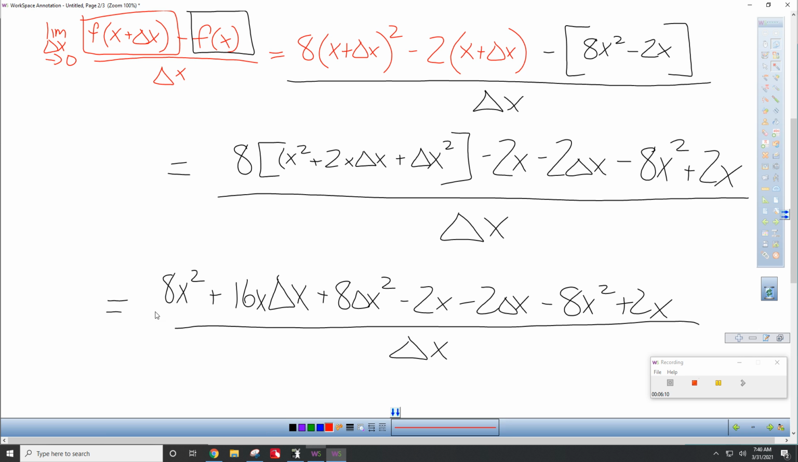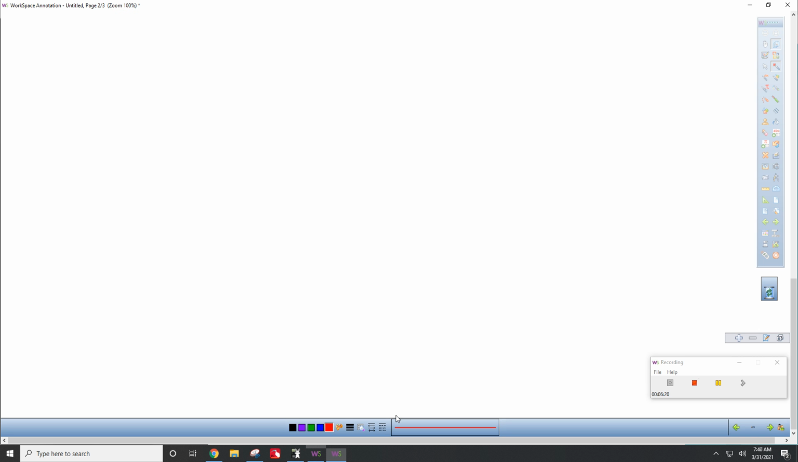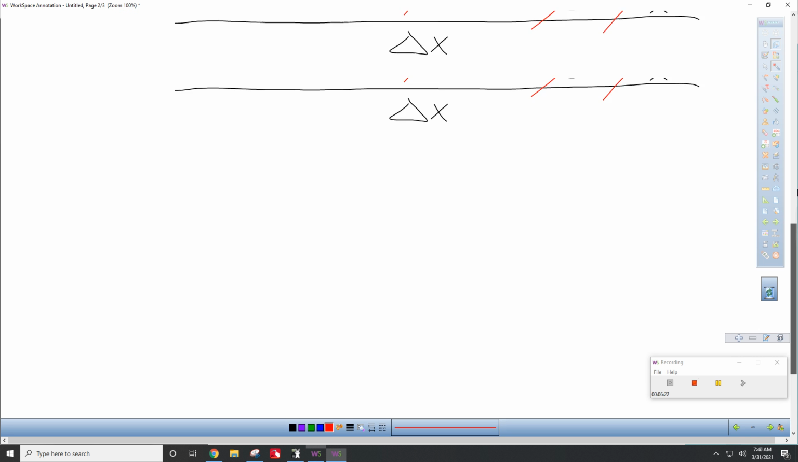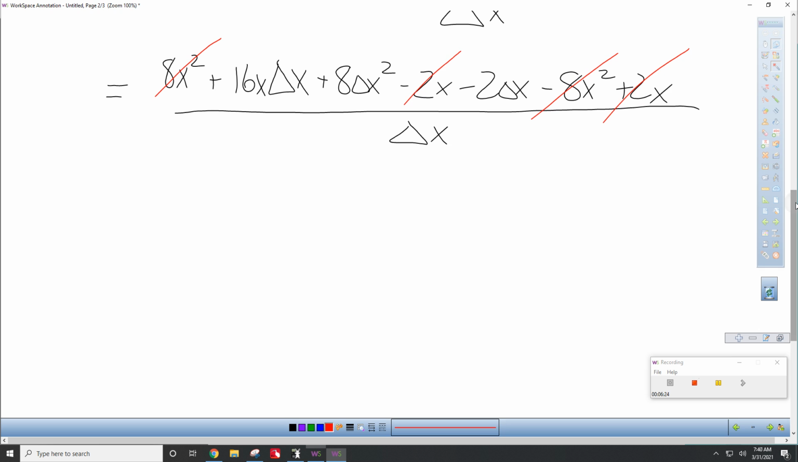Look, 8x squared, negative 8x squared, bam! Negative 2x, positive 2x, bam! So what do we get on the top? We get, well, everything that's left has a delta x, which was the whole point. Sorry, don't lose track of what we're doing. We are trying to take the limit as delta x approaches 0.